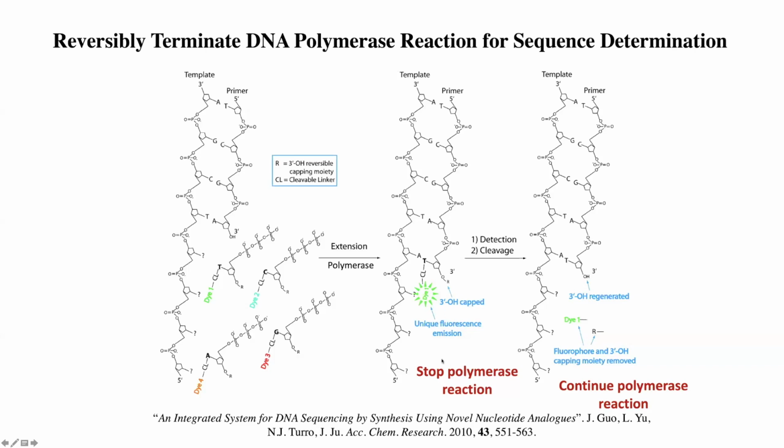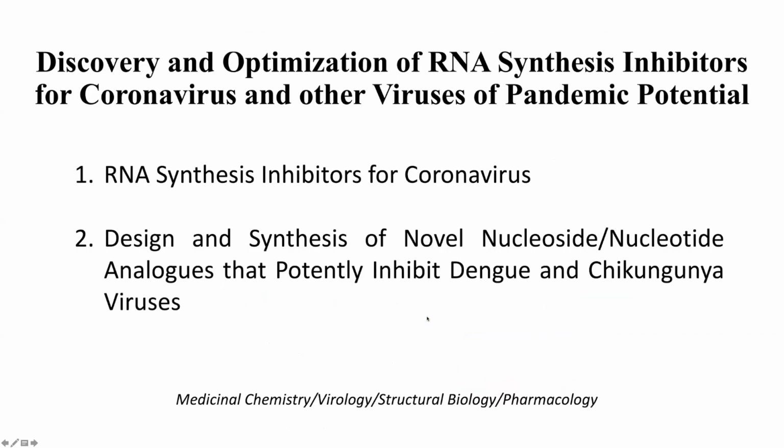But over here, it stopped the polymerase reaction. Over here, we need to continue the polymerase reaction. So this is technically much more challenging than stopping the virus polymerase reaction, because for the virus we just need to pursue this step. So that is what we used once the pandemic started. We thought to use our expertise first to design and screen these RNA synthesis inhibitors for coronavirus.